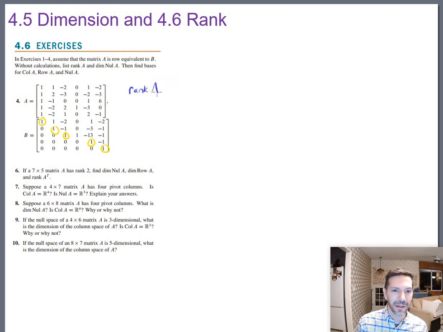Which means the rank of A is 5. And since there are 1, 2, 3, 4, 5, 6 columns, that means the dimension of the null space of A, there's only going to be one free variable, and so the dimension of the null space is 1.